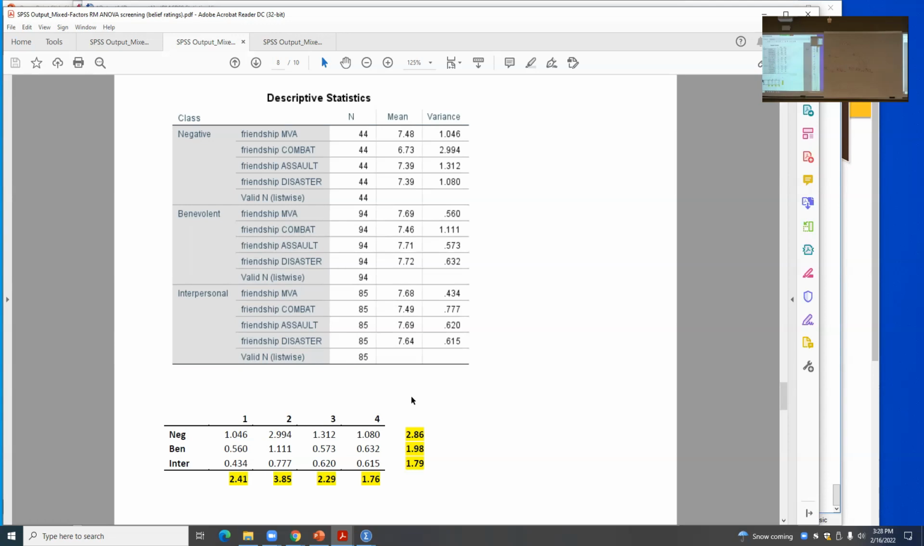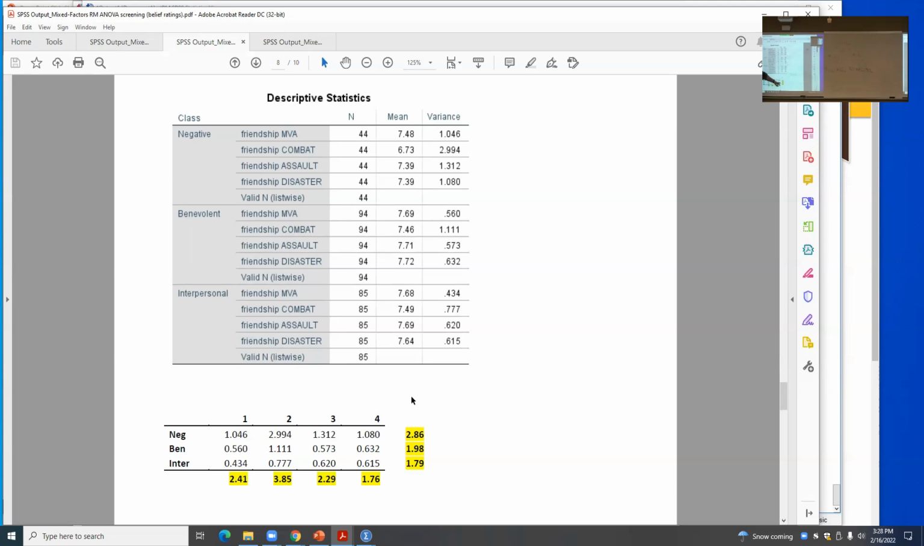But what I can do is I can go through, and if I'm looking at my negative group, I take my highest variance, which is 2.994, and divide it by my smallest variance, which is 1.046, I get an Fmax of 2.86. Okay. Again, if we're saying somewhere around a cutoff of 3 in terms of being problematic or unbalanced and non-normal, we're still looking okay-ish here, right?